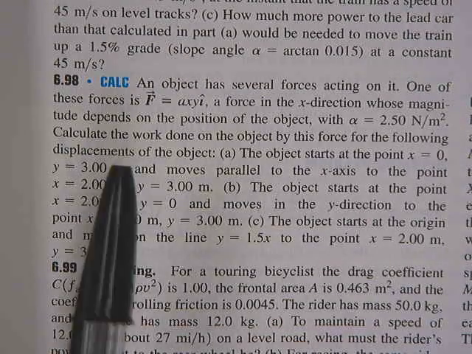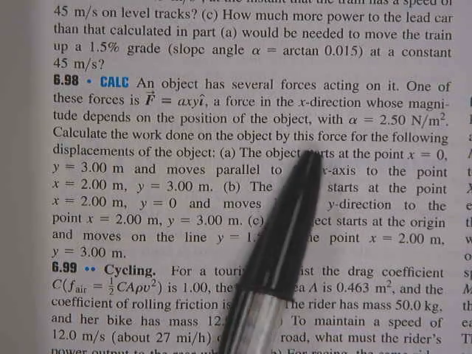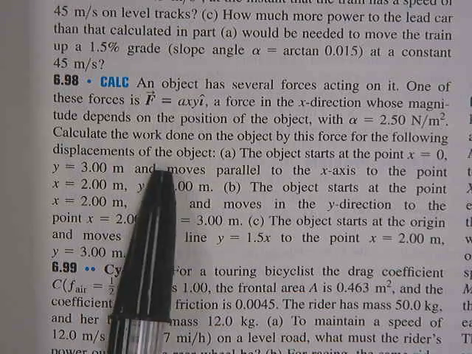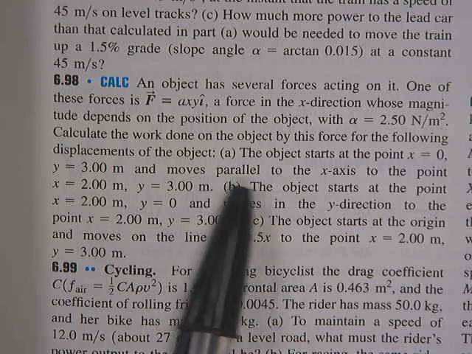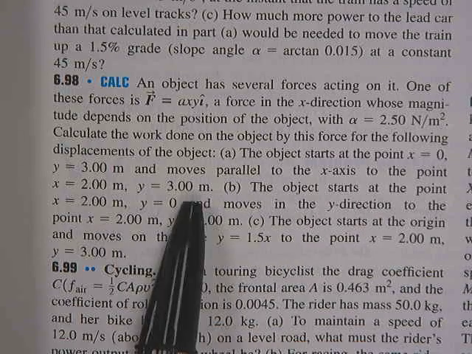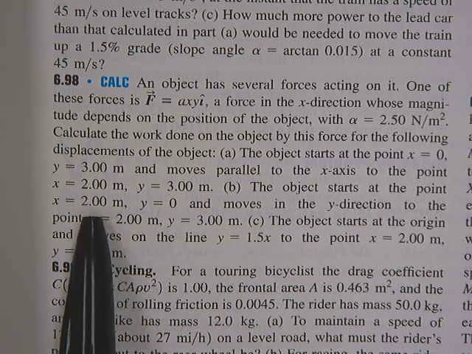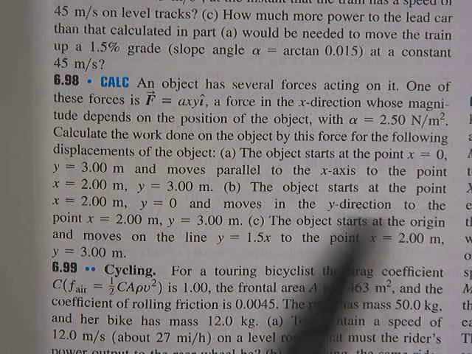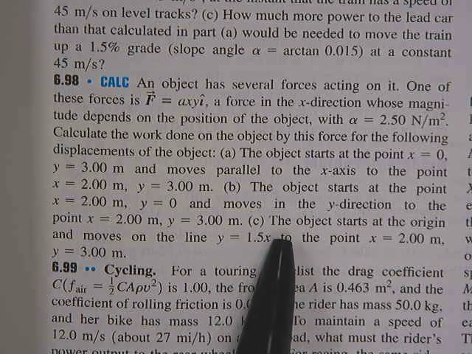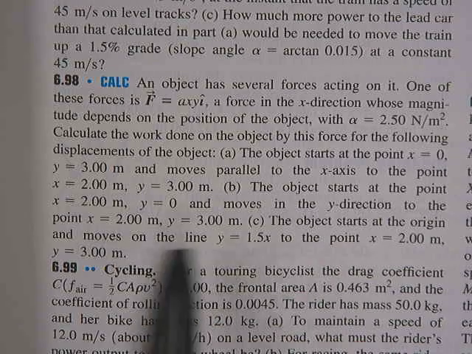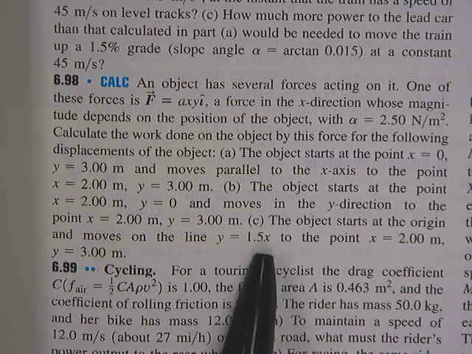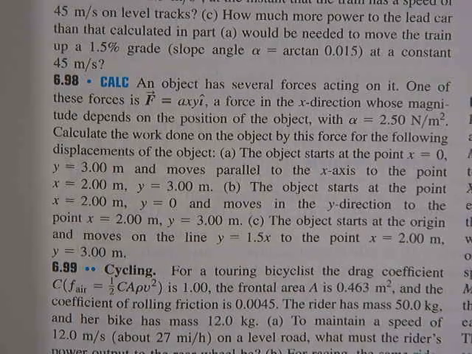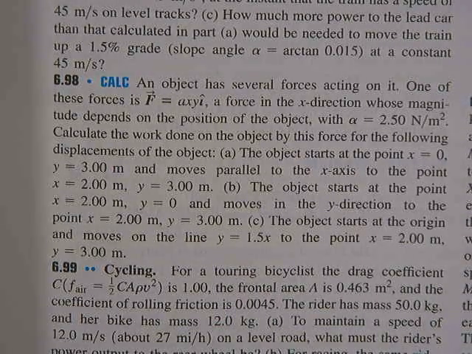So we are asked to find the work done on the object by this force for the following displacements of the object. The object starts at the point 0, 3 and moves parallel to the x-axis to the point 2, 3. The object starts at the point 2, 0 and moves in the y direction to the point 2, 3. And in the third case, the object starts at the origin and moves on the line y equals 1/2 x to the point 2, 3. Okay, so let's begin by drawing these three paths.